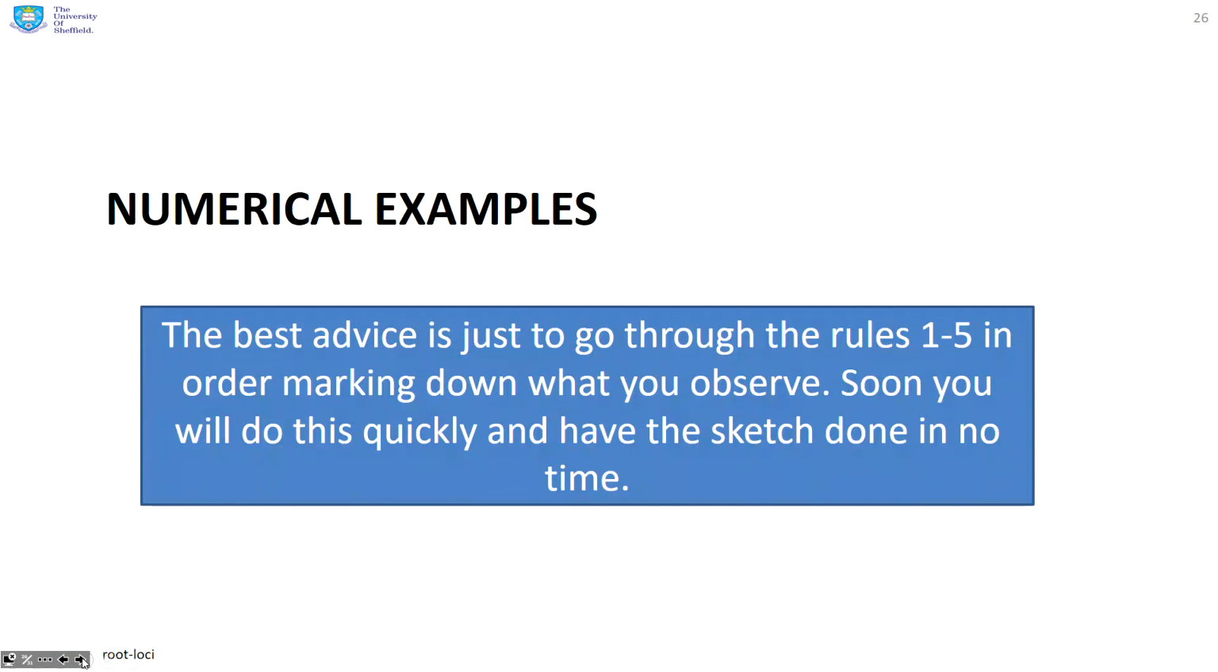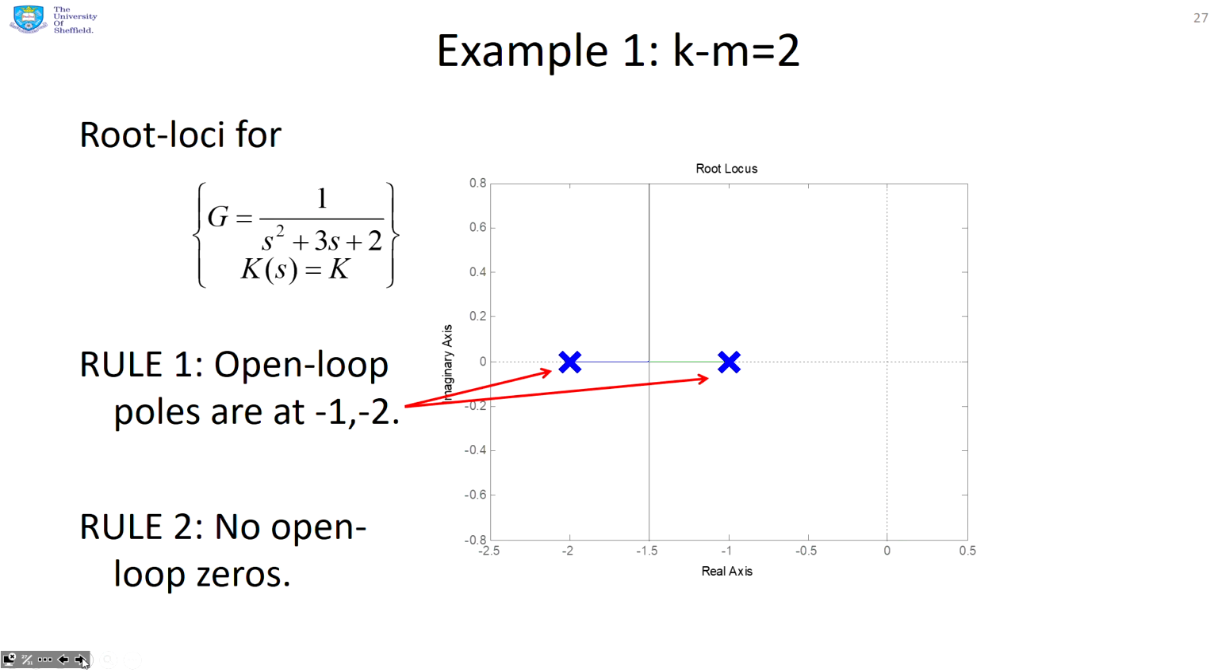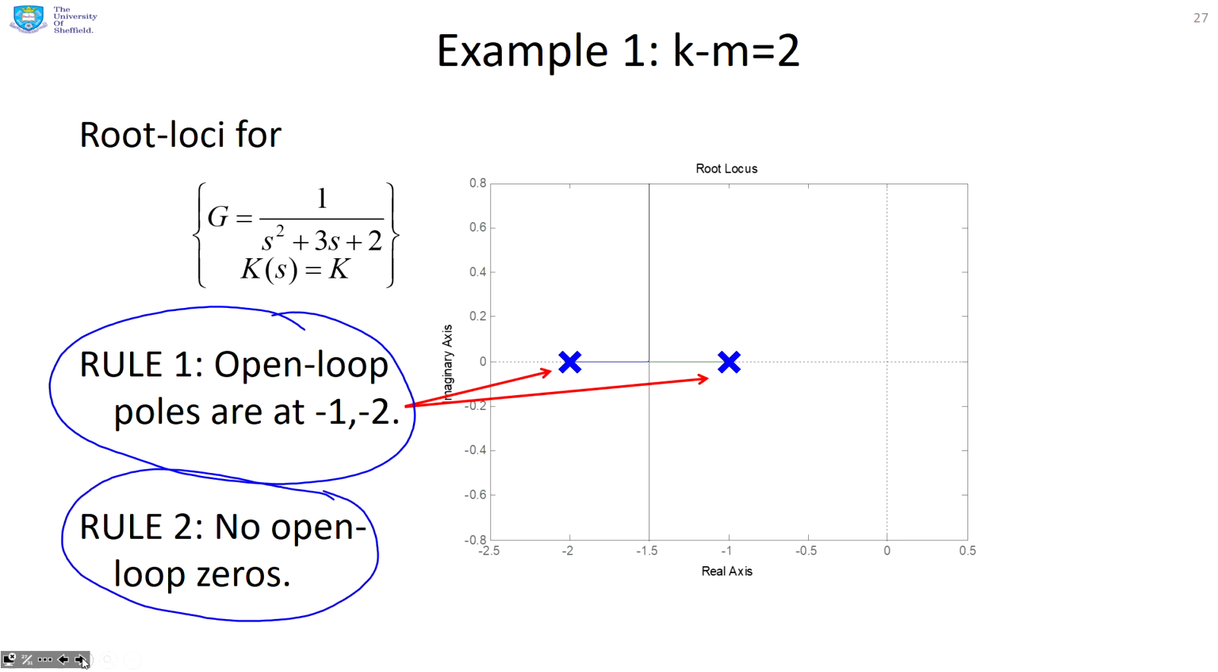Some numerical examples then. The best advice is just to go through rules 1 to 5 in order, marking down what you observe. And soon you'll find you have the sketch done in literally seconds. And we'll illustrate this in the following examples. So first example, you can see rule 1, where are the open loop poles? You see I've marked them with crosses. Rule 2, where are the open loop zeros? In this case there's no open loop zeros, so there's none marked.